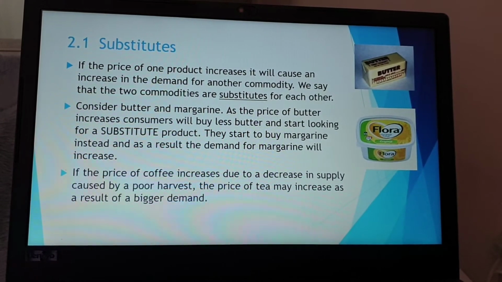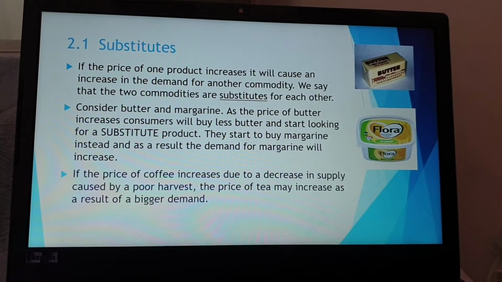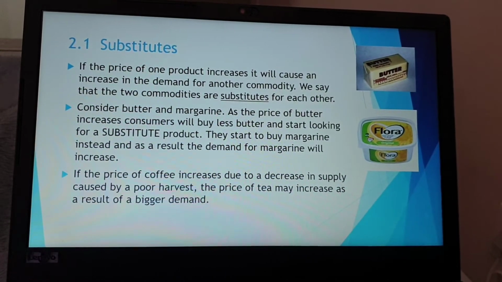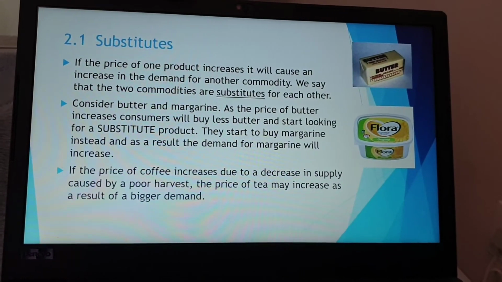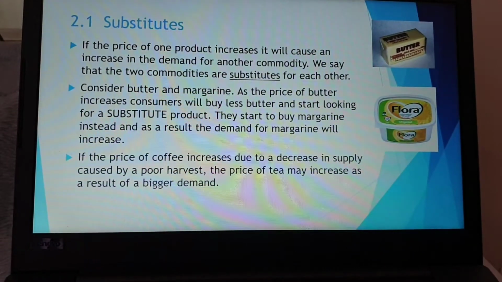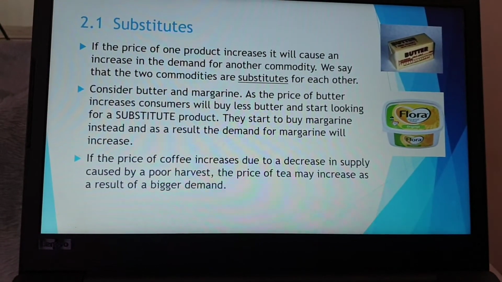Now, another example here can be coffee and tea, because both are hot drinks that we can drink. So it must be two products that can replace each other, and it must be able to basically satisfy the same need that you have.